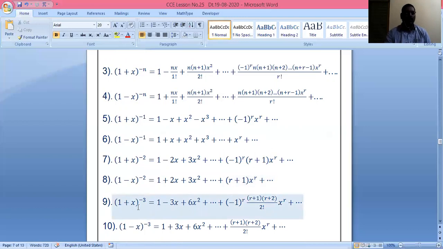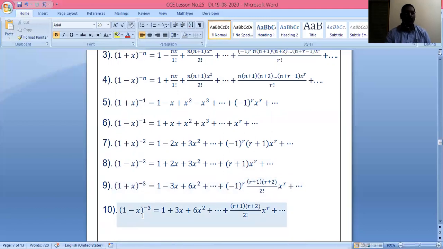(1 plus x) to the power of minus 3 is equal to 1 minus 3x plus 6x square plus up to so on, minus 1 to the power of r into (r plus 1) into (r plus 2) by 2 factorial into x to the power of r plus up to so on.